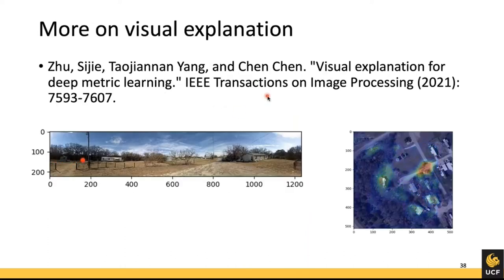In our follow-up journal paper, we did more on this kind of visual explanation, and we made it more general, not just for geolocalization, but in general for deep metric learning, like image retrieval, person ID, and face verification. So if you're interested, you can check our Transactions paper here.